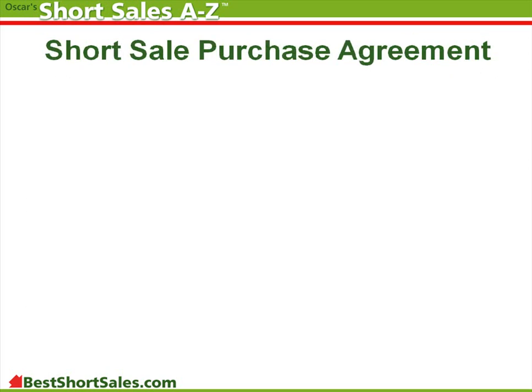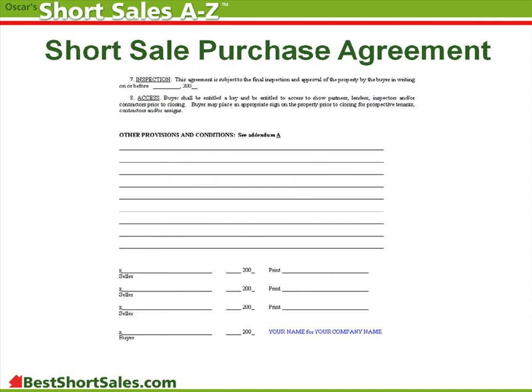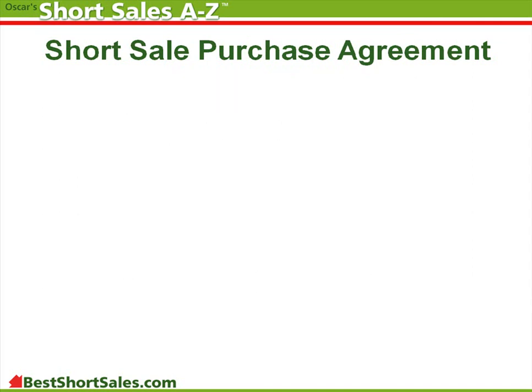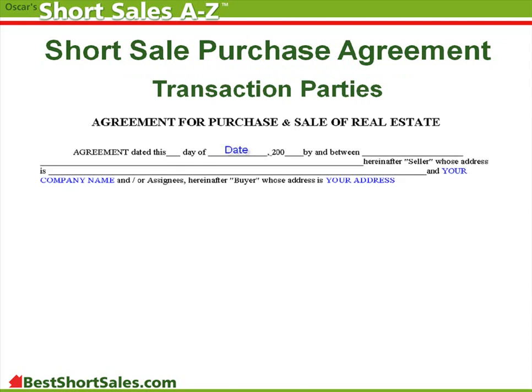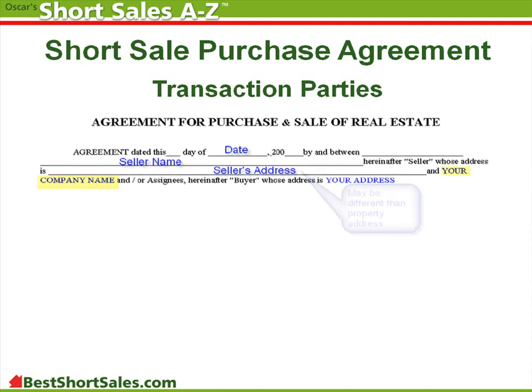Short sale purchase and sale agreement. This is a good example of a purchase and sale agreement made for short sales. We are going to complete this agreement. Transaction parties. Here go the contract date, seller name, and the seller's address. In short sales, very often the seller's address is different than the property address, your company name, and/or assignees.